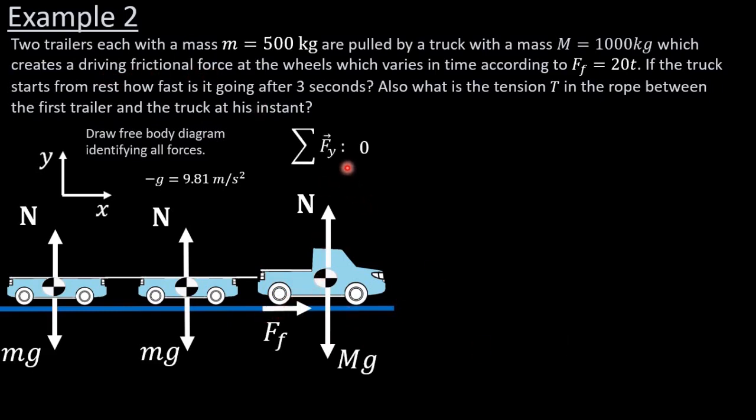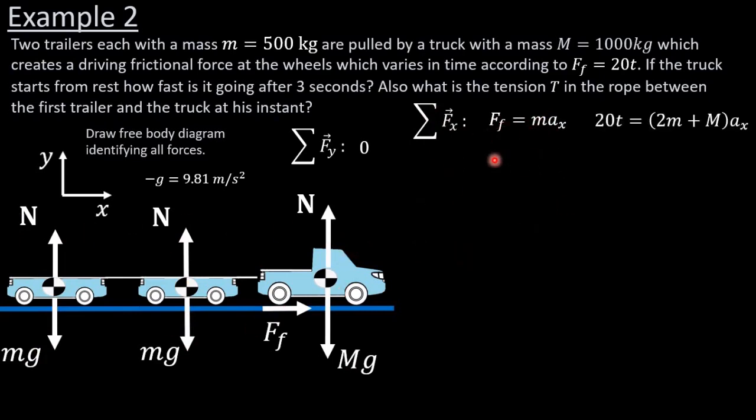Okay, so the sum of the forces in the y direction is going to be 0, because this force equals the weight, this equals the weight, and this equals the weight here. And the sum of the forces in the x direction is going to be F equals m times a sub x, where m is just the combined mass of the whole system.